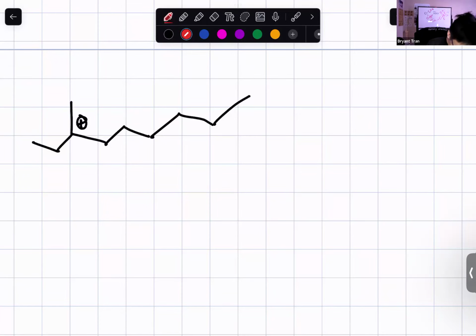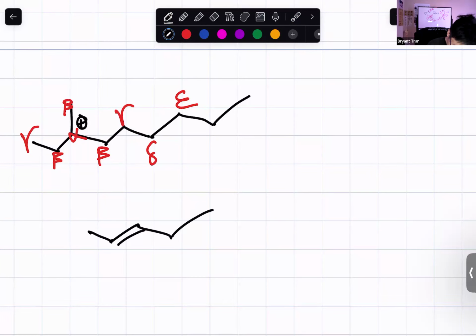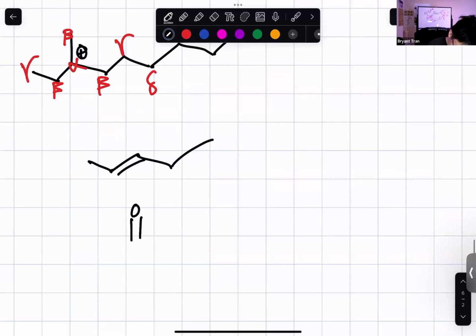The first carbon is going to be the alpha carbon. The second carbon away from the carbocation is going to be the beta carbon. And then the third is going to be gamma, fourth delta, fifth epsilon, and so on and so forth with the Greek alphabet. It doesn't have to be in terms of a carbocation. It could also be in terms of an alkene or a carbonyl, a carbon double bond oxygen.